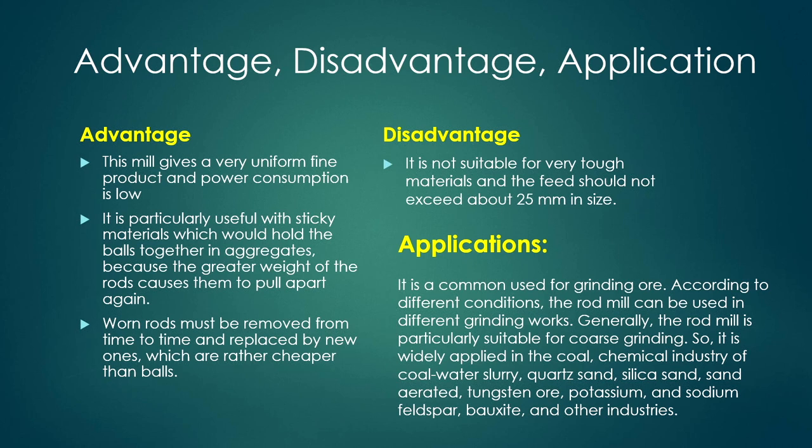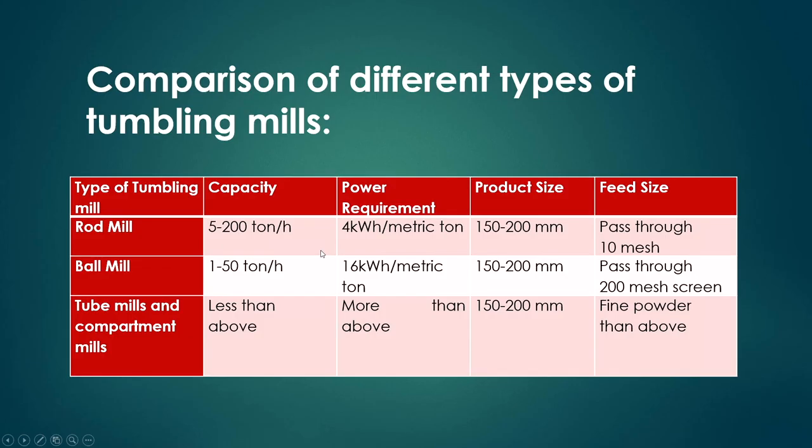And also you can see the quartz sand, silica sand, even some other different types of ore materials, hard materials like bauxite, feldspar, and also potassium, tungsten ore, like this. Here some comparison of different types of tumbling mills are given: rod mill, ball mill, and tube mills and compartment mills, as per capacity and power requirement, product size and feed size. In the table it is given.